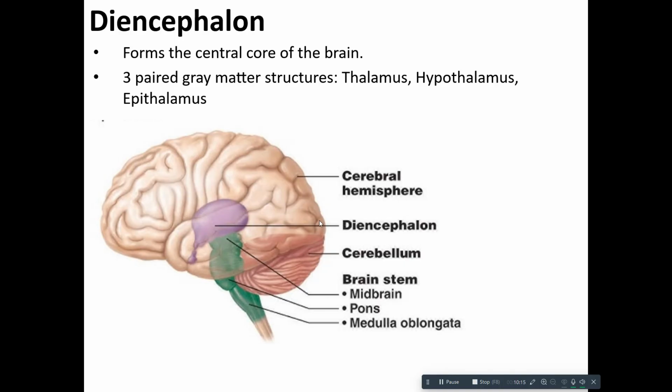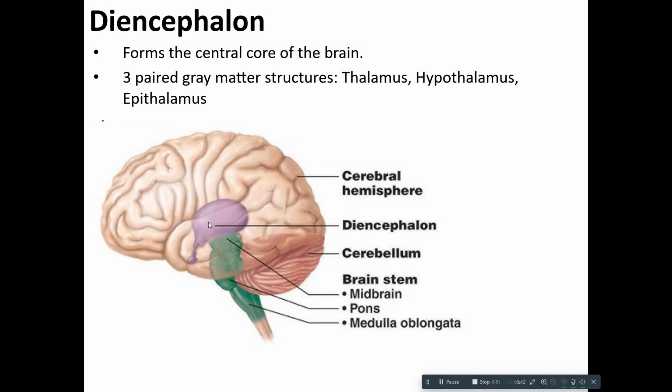Now, my diencephalon forms the central core of my brain. It is going to consist of 3 gray matter structures, including my thalamus, my hypothalamus, as well as something called my epithalamus. That is something we did not meet in lab, the epithalamus. Although, as we'll see, we kind of did.